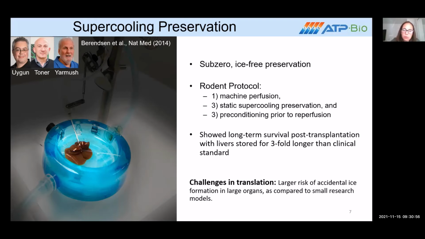One of the challenges in supercooling, however, is it's thermodynamically unstable, meaning that there are many challenges in translation, because as you increase the volume, you're going to also increase the risk of accidental ice formation. And accidental ice formation is very critical. That could be much more damaging than initiating ice at higher temperatures.